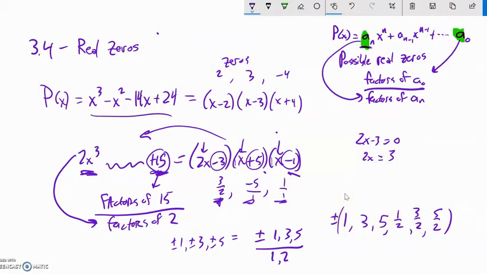So if I'm brute forcing this, I would go, I'll try 1 and see if it works. If it doesn't work, I'll try 3 and see if it works. Notice that my answers are from this list. So this is a list of possibilities.